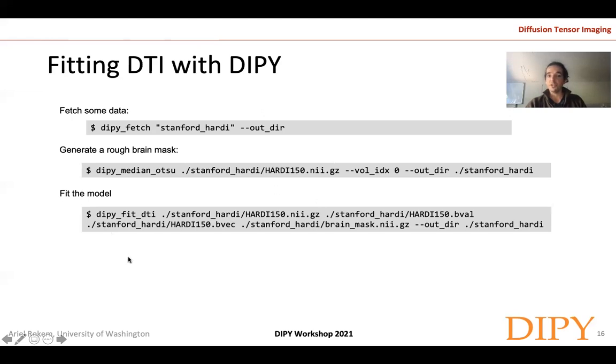Then finally, we fit the model. The model takes as input the HARDI data itself. This is the diffusion weighted data, then a set of b-values and a set of b-vectors that were provided. And then finally, it requires this brain mask that was just generated in the line before. And then we tell it where to put the outputs. And the outputs of this operation are going to be maps of the eigenvalues, the eigenvectors, and then also of a few of these statistics like FA and MD that get saved as separate images.